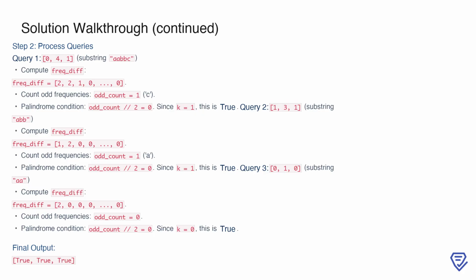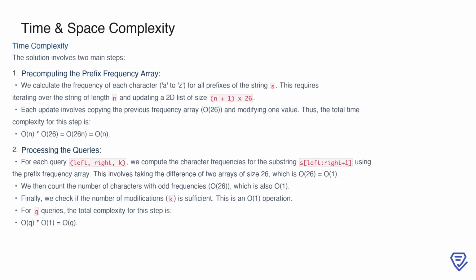Finally, the third query, [0, 1, 0], checks "aa" with frequencies 2, 0, 0, 0, 0. There are no odd frequencies, so the odd count is 0, and with k equals 0, this is true. The final output for this example is true, true, true, showing that all three substrings meet their respective conditions for forming palindromes. When analyzing the time complexity of our solution, we can break it down into two main steps.